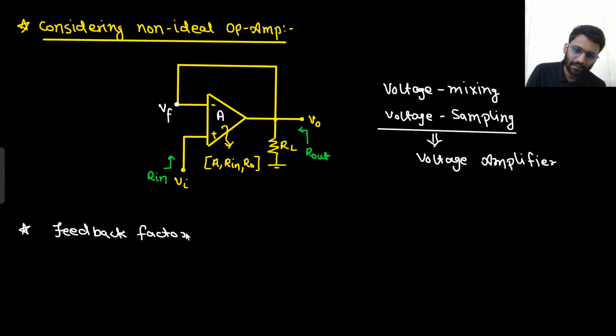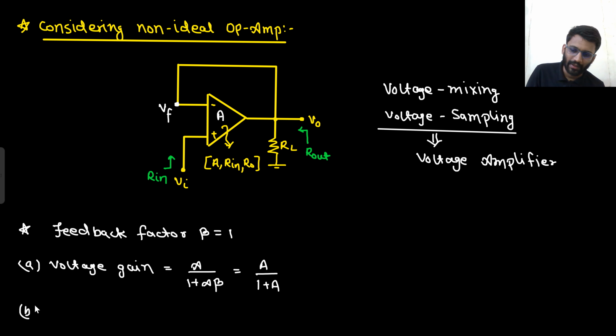Factor beta is equal to 1. So tell me what will be the voltage gain? First thing, what will be the voltage gain? Voltage gain is going to be A upon 1 plus A beta, where beta is 1. So it will be A upon 1 plus A.